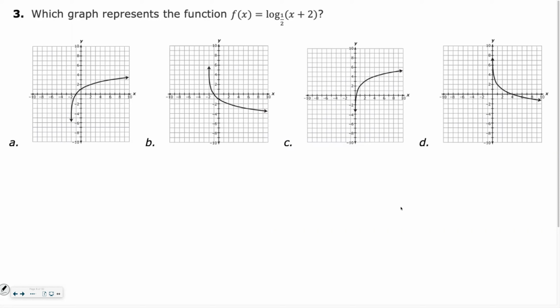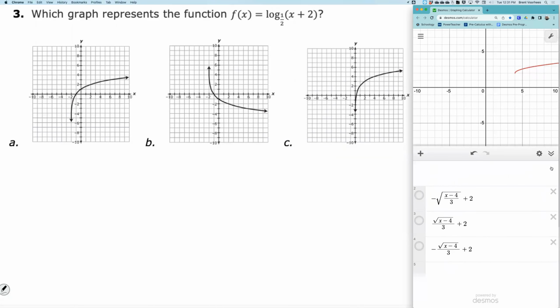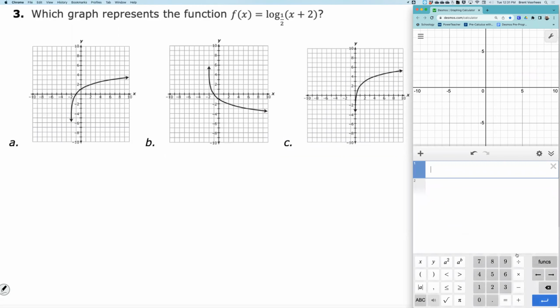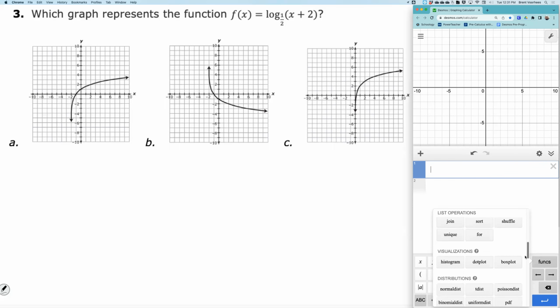Hey, I want you to try something. Go to the functions button on your calculator. Go to your functions. So over here, I'm going to delete what I have in. Go to your functions. Scroll down to the calculus section and find the logarithm.